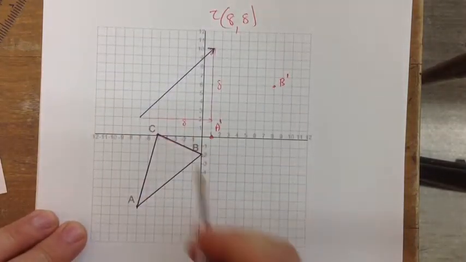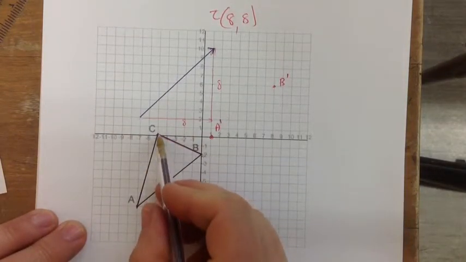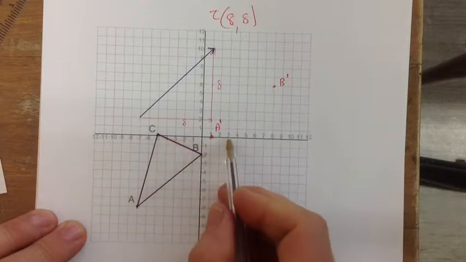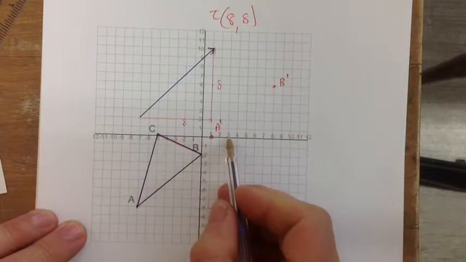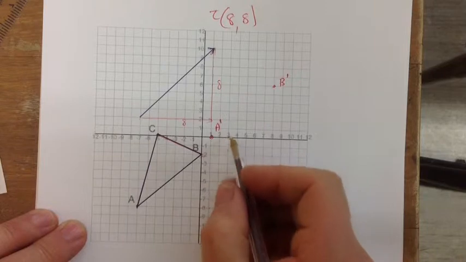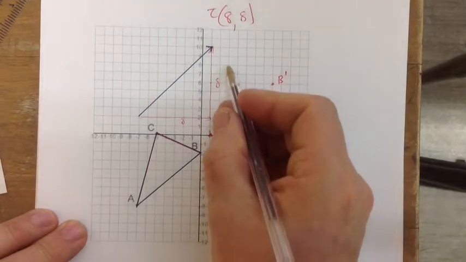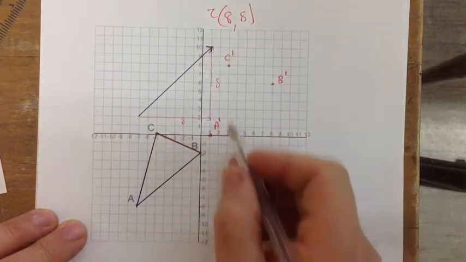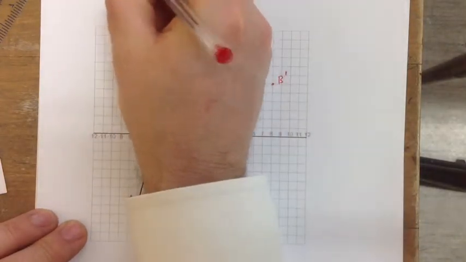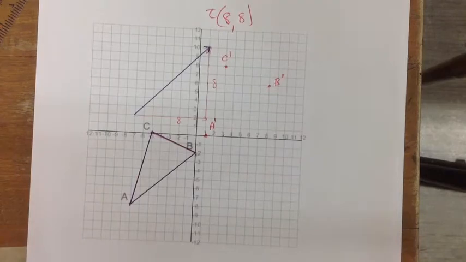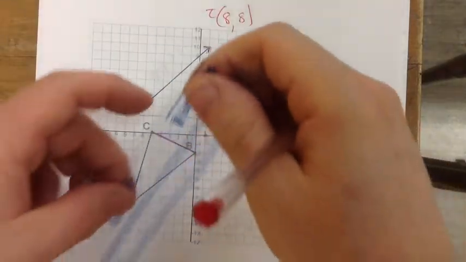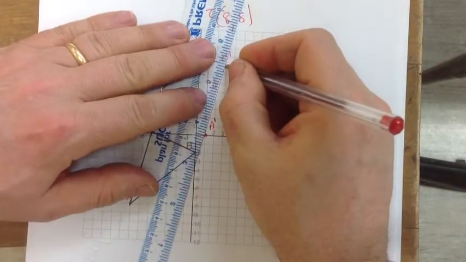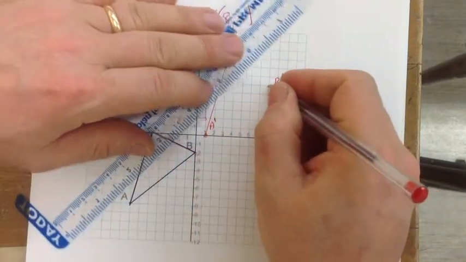Okay, my C, which is at negative 5, I'm going to bring it over 8, so it's going to be at positive 3. And then I'm going to go up 8 from 0, so I'm going to be at positive 8. Right here. So C prime is at 3, 8. Just like that. Then don't forget to connect your dots. Make the triangle using a ruler.